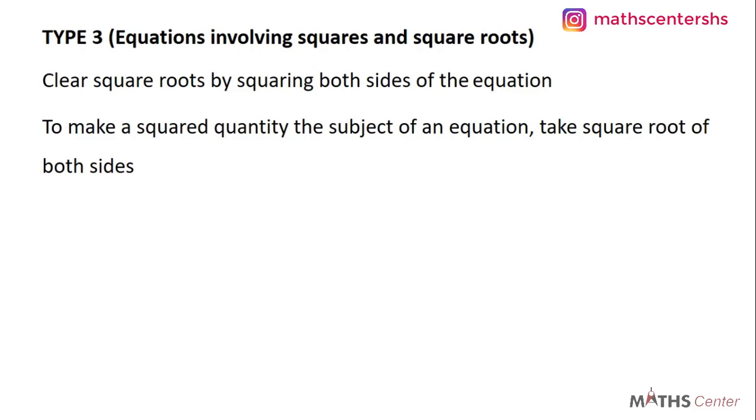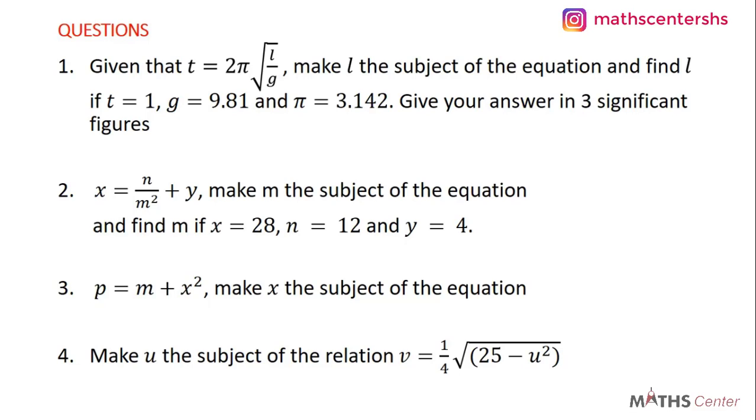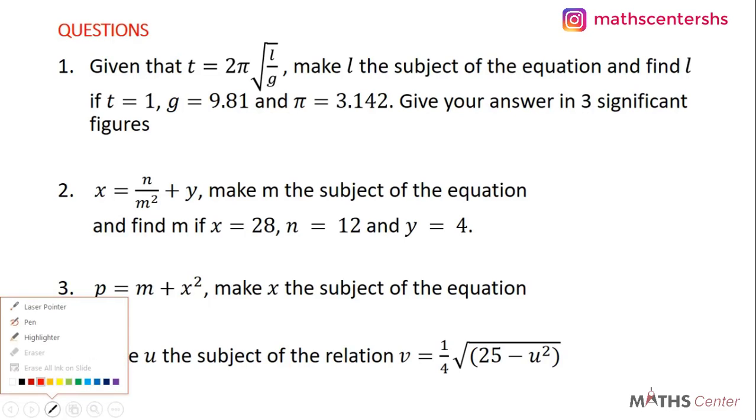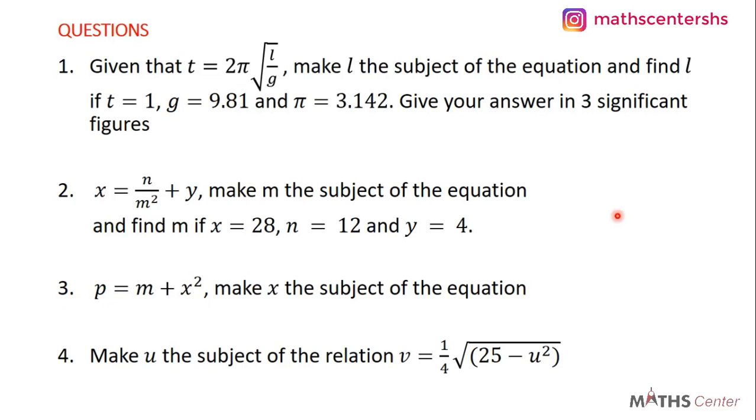So the two main things that you need to take note of are, if the variable that you want to make the subject is under the square root sign, you square both sides to clear the equation. If the variable that you want to make the subject is a square term, you take the square root of both sides to make it the subject of the equation. Now let's take some questions and see how to do this. We have 4 questions here. We will solve the first one in this video, then we will solve the others in the subsequent videos.